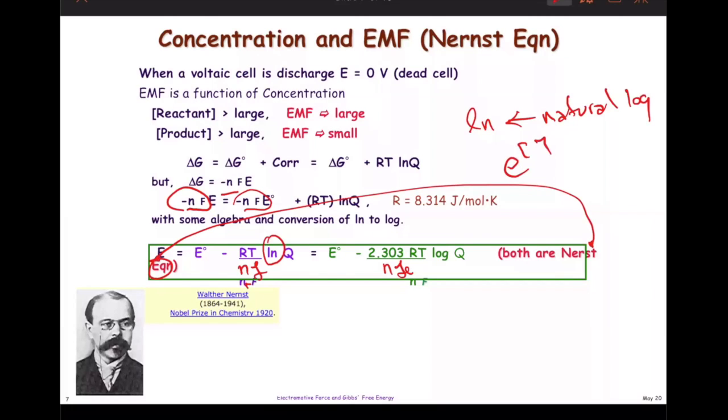Log is base 10. The inverse of log is 10 to the x.